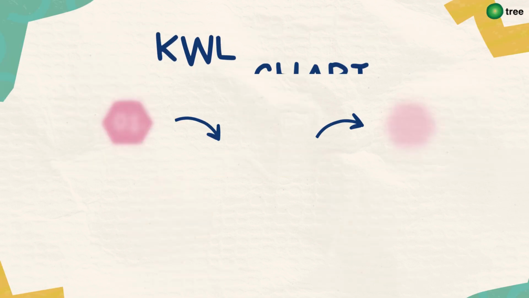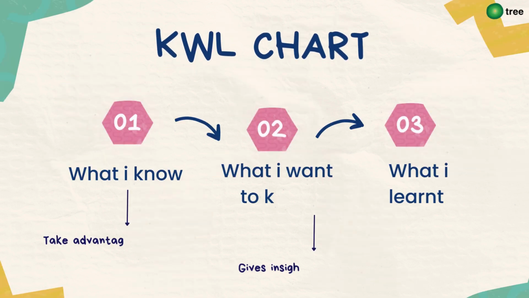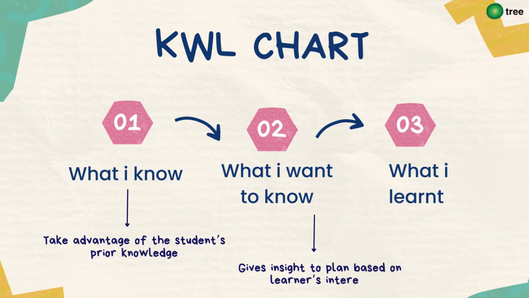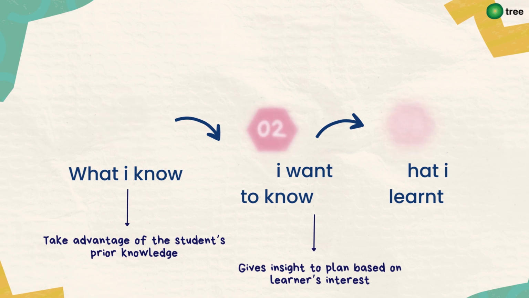In order to pique learner interest, it's important to acknowledge that learners already come into the classroom with some pre-knowledge. One way to check for this prior knowledge is by using a KWL chart. This chart assesses what the learner already knows, what they want to know, and what they've learned at the end of a topic or unit. It helps give the teachers an insight into how to plan their lessons based on the learner's interests.